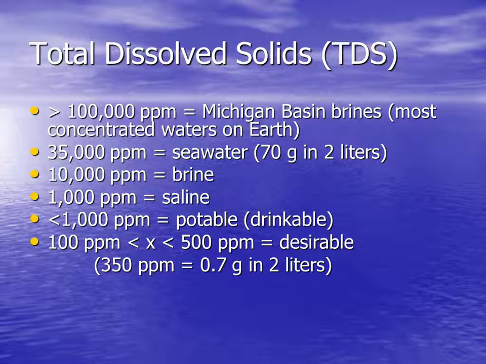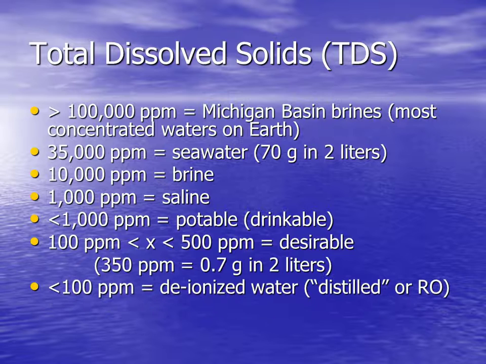If we look at the same mathematics as we do for seawater, 350 parts per million would be 0.7 grams in 2 liters. And again, less than 100 parts per million, it gets down to what we call deionized water. Sometimes it's called distilled water. Distilling is a process for making deionized water. You evaporate the water off, recondense the water elsewhere, and you get distilled water, or fresh water without the salt.